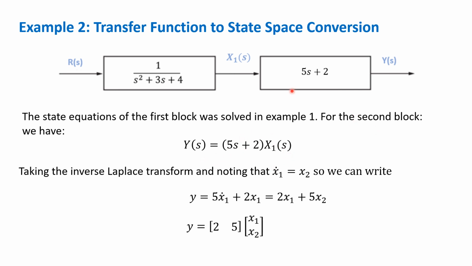For the second block, again, we're going to write this as Y of s equals 5s plus 2 times X1. Taking the Laplace transform and noting that x1 dot equals x2, we can write this as 5 times s times X1, that's 5x1 dot, plus 2 times x1 equals, ordering this such that x1 appears first, 2 times x1 plus 5 times x2. We can write this as a matrix, 2, 5 times the column matrix x1, x2.